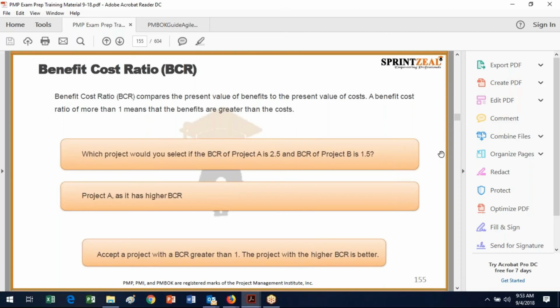So if you had a choice between a benefit-cost ratio of 2.5 and 1.5, again, you're going to pick project A because bigger is better. So just remember, for benefit-cost ratio, bigger is better, but you never want to pick anything that is less than 1, because the net benefits are less than the net costs. So that's fairly straightforward in terms of bigger is better, but it also has a hard stop at 1.